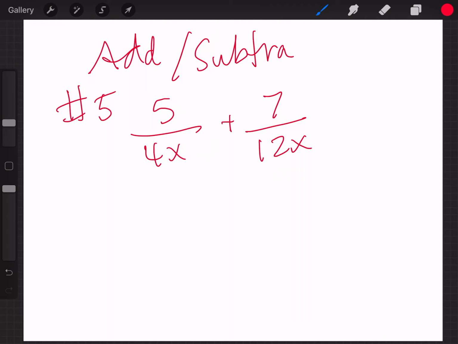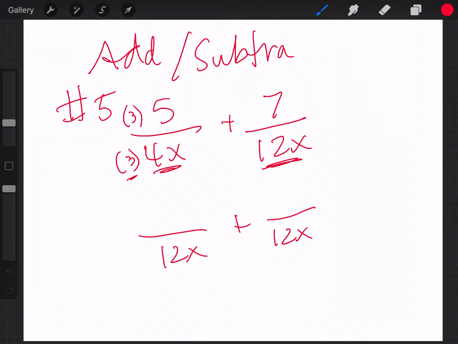So when I look at this, remember for adding and subtracting, you have to have a common denominator. Both of them have an x, but the 4 and the 12 are not the same. Most of you knew that 4 can become a 12 by multiplying it by 3. Whatever you put on the bottom, you put it on the top. So that makes this one become 12x. That makes this one become 12x.